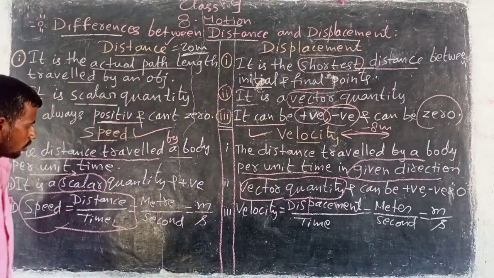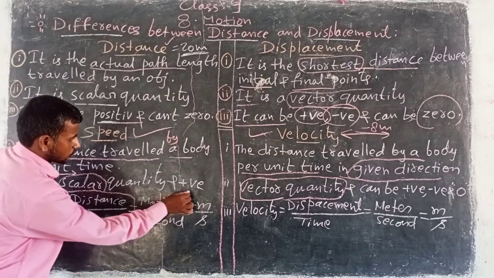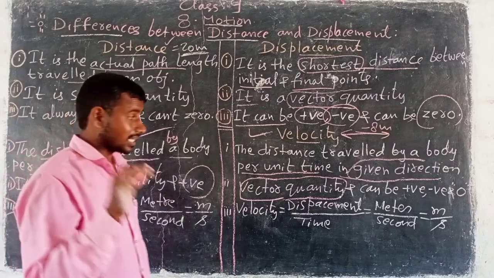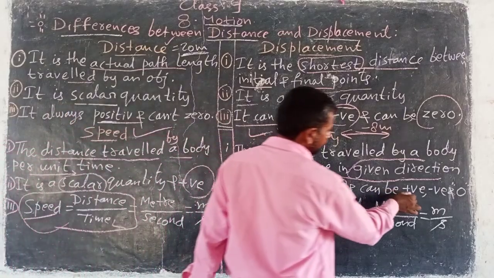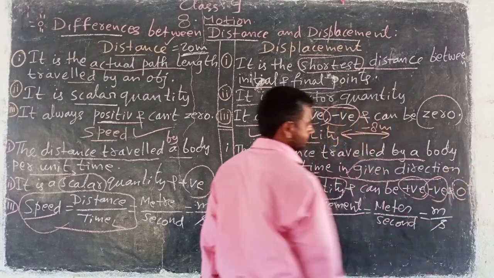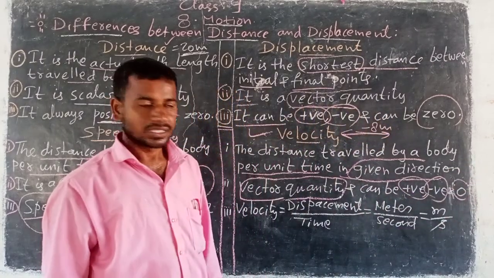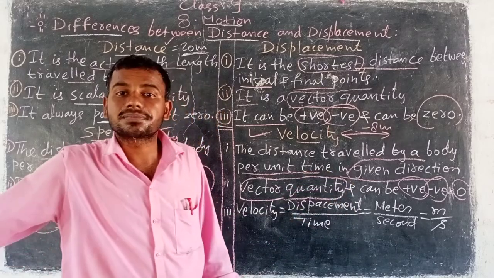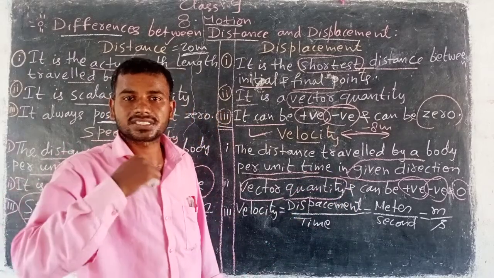Speed has only positive values, but velocity has positive values, negative values, and zero values. In the direction it can go, nothing to worry, but when it comes back again, then minus values will apply.